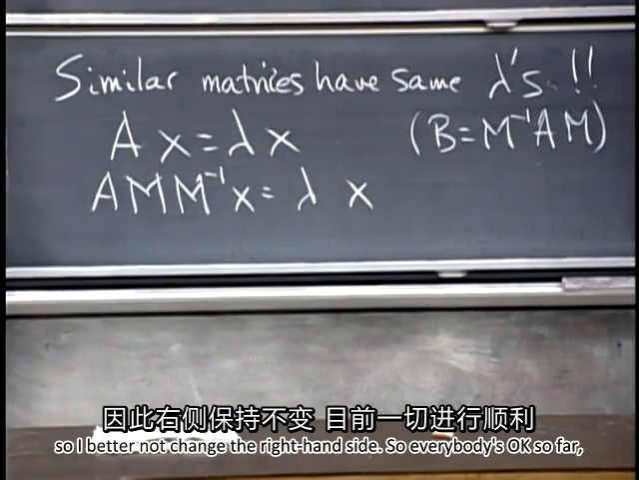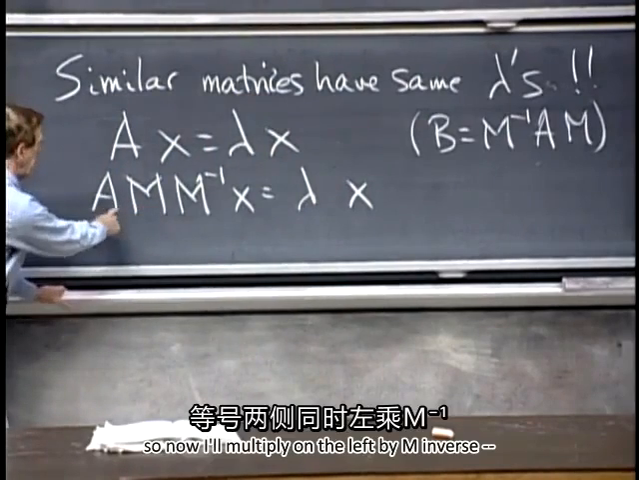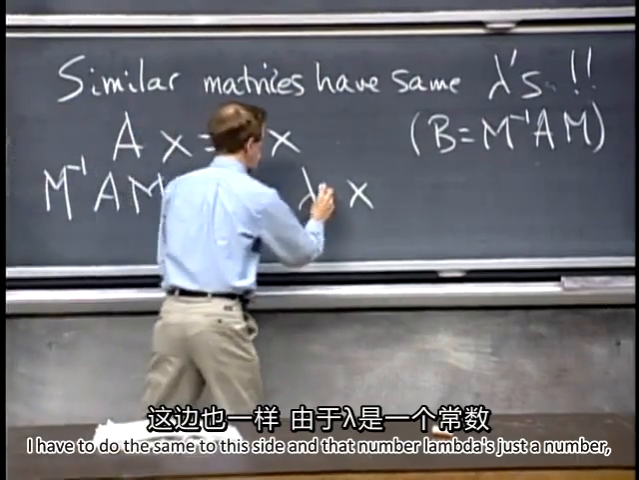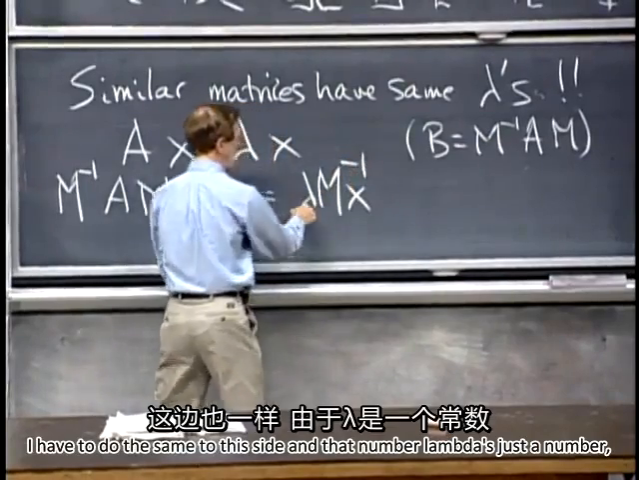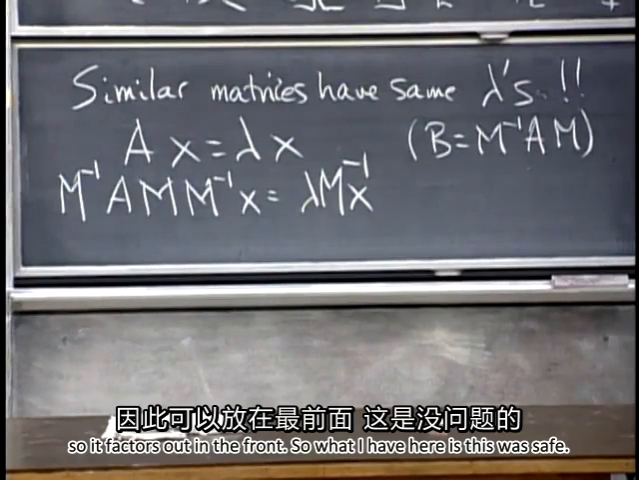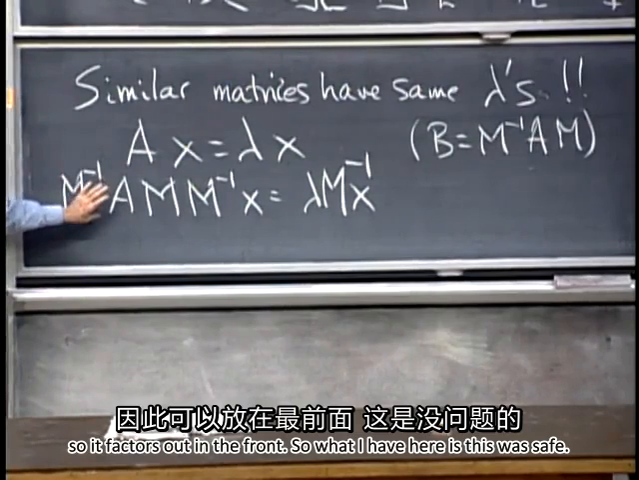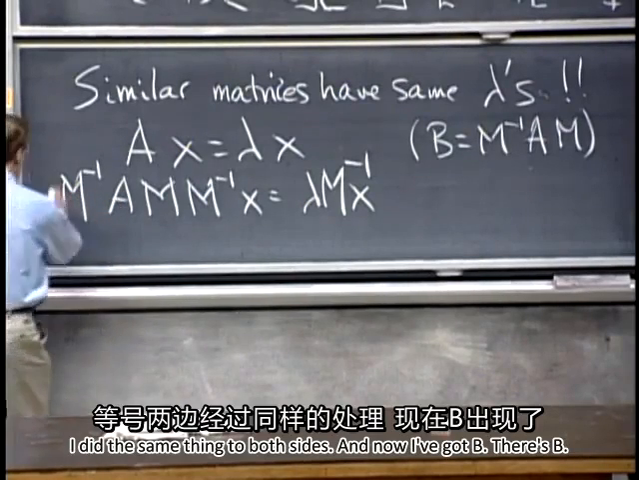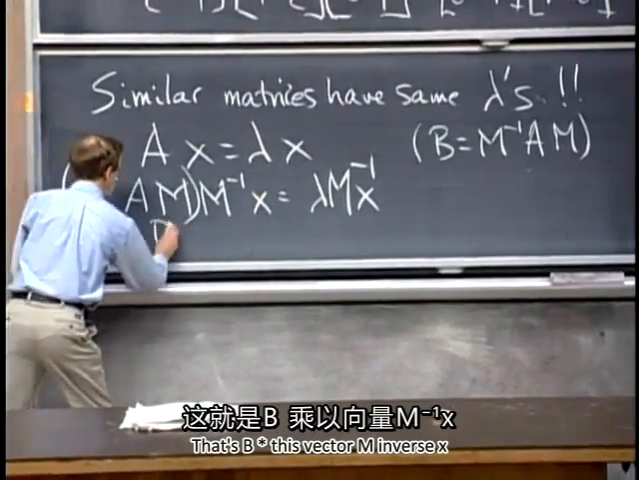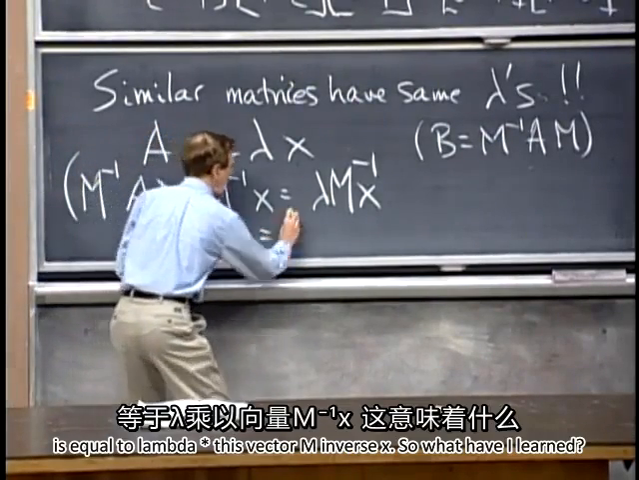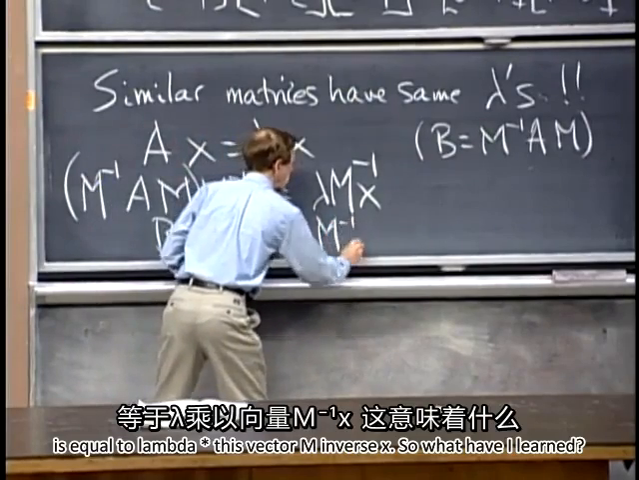So everybody's okay so far. I just put an M. See, I want to get it. So now I'll multiply on the left by M inverse. I have to do the same to this side. And that number, lambda, is just a number, so it factors out in the front. So what I had here was safe. I did the same thing to both sides. And now I've got B. There's B. That's B times this vector M inverse X is equal to lambda times this vector M inverse X.